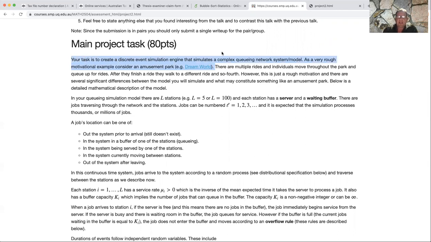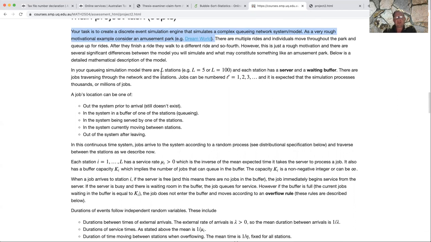Anyway, it can model an amusement park. In the amusement park, you've got multiple servers, multiple rides, and individuals, customers, jobs, whatever we call them, people are moving between the servers. So let's get the notation right. These servers are stations. A station has a server and it has a waiting buffer.